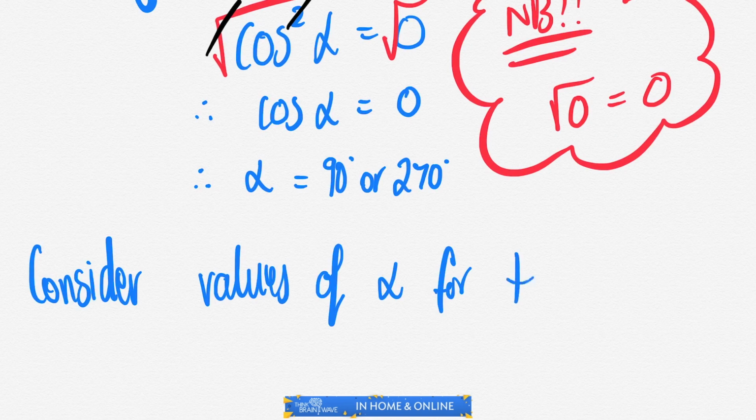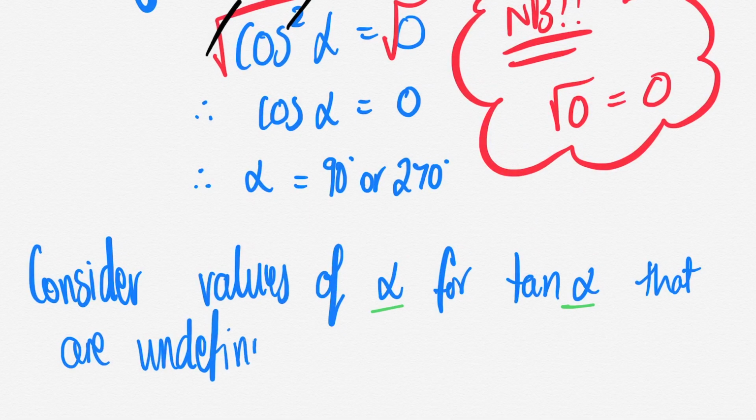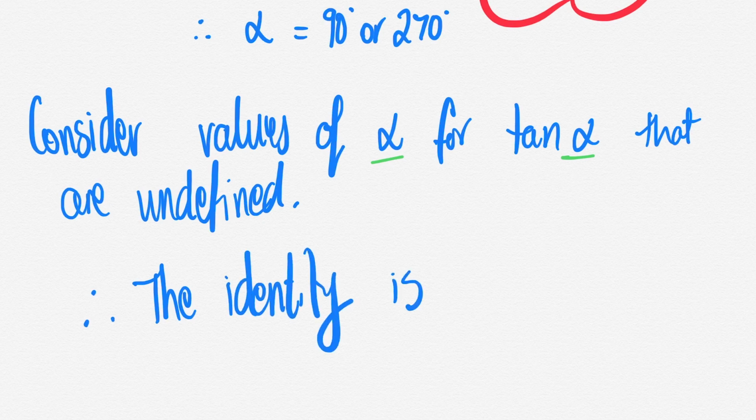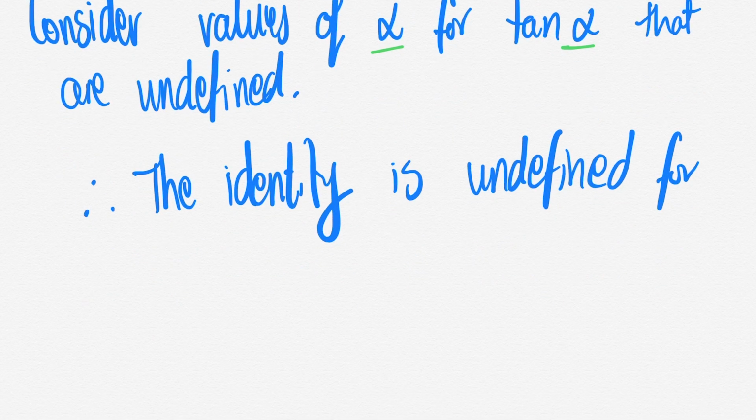Okay, so now let's consider the values of alpha for tan alpha. Remember what we said earlier? Tan is the one where you have undefined values at 90 degrees. Also, you should just remember these rules as basic rules to work from. It's very important that you actually remember them, because it creates a nice list of roadmaps or rules for you to answer questions.